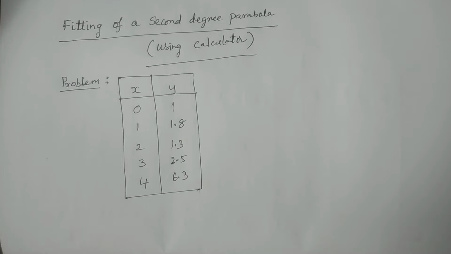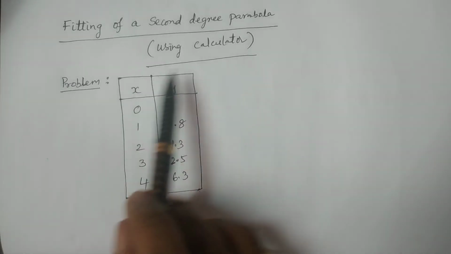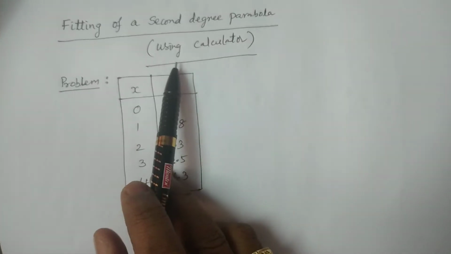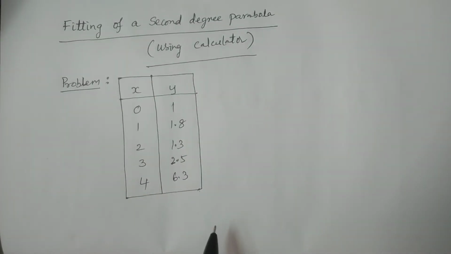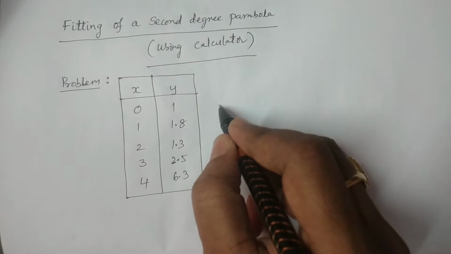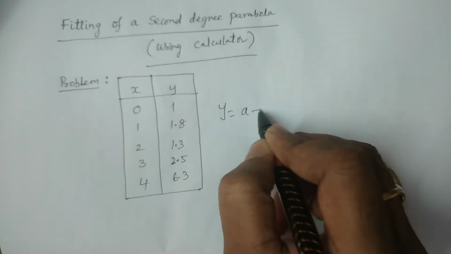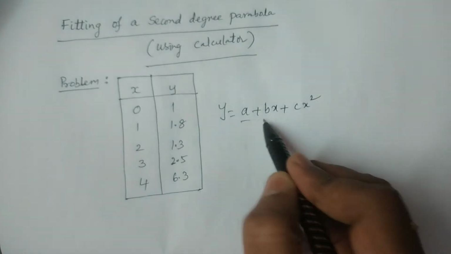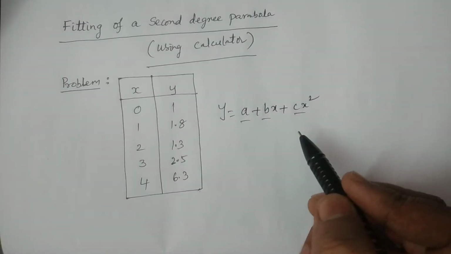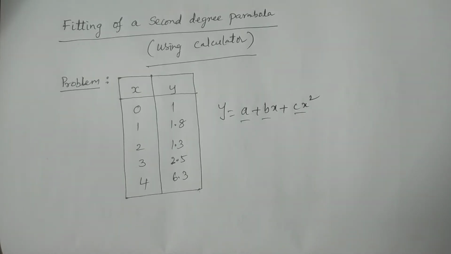In this lesson, I explain fitting of a second degree parabola by using the calculator. So by using the calculator, I'll explain how to obtain a second degree parabola, which is in the form y = a + bx + cx². These a, b, c values we can easily obtain directly from the calculator.